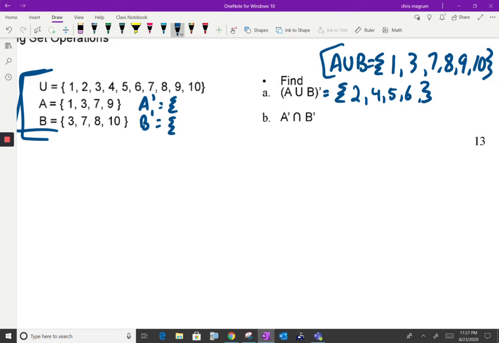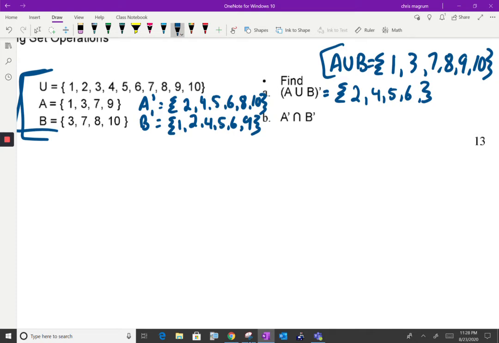So if A is 1, 3, 7, and 9, what's not in A? 2, 4, 5, 6, 8, and 10. Okay, then what's not in B? 1, 2, it has a 3, 4, 5, 6, it has 7 and 8, doesn't have a 9. Okay, so those are our 2 complements.